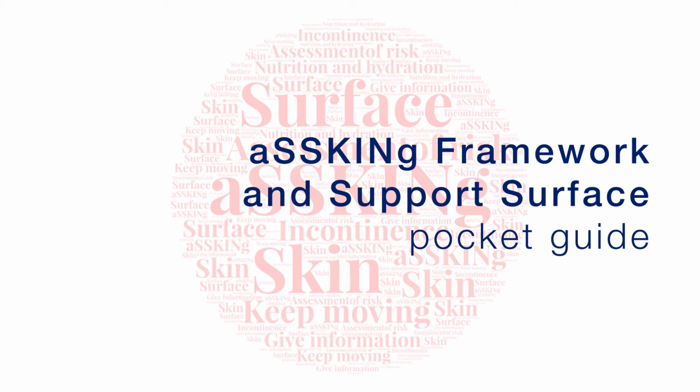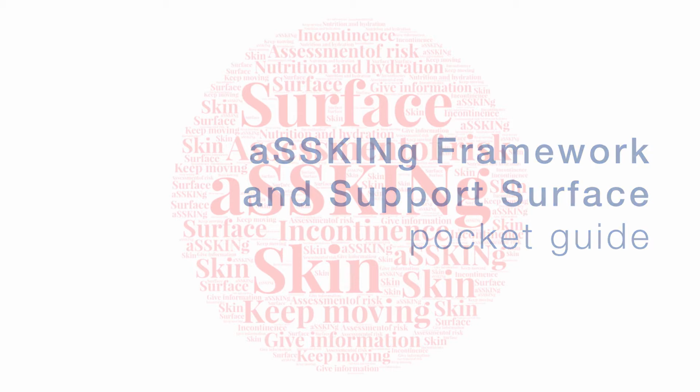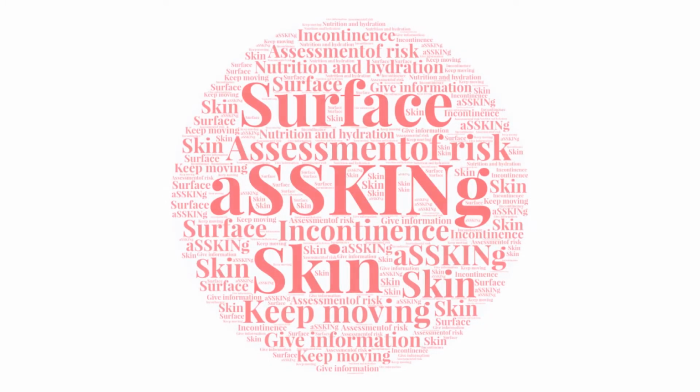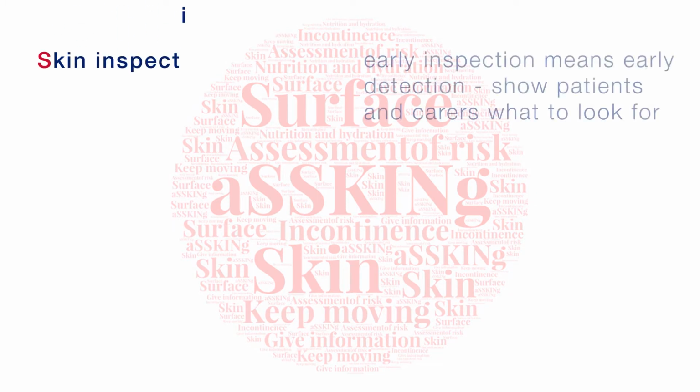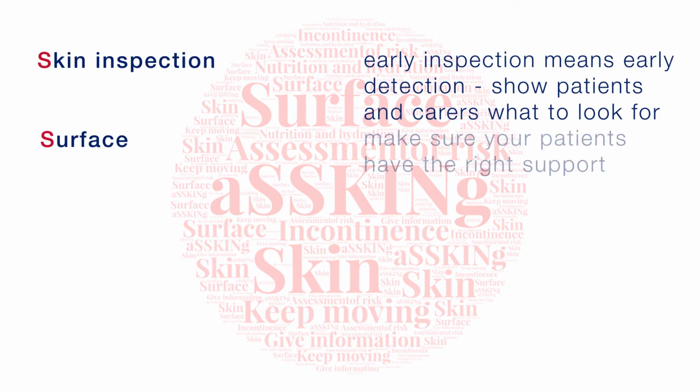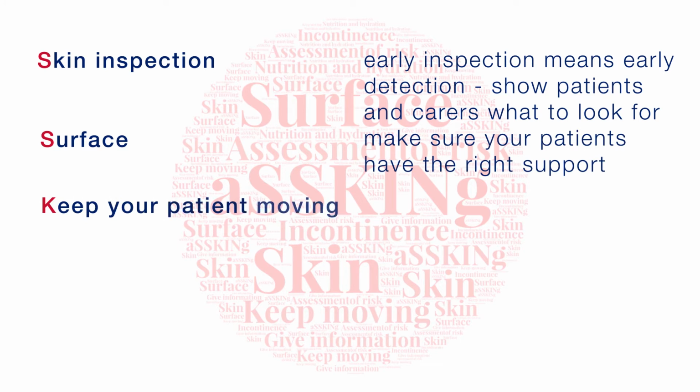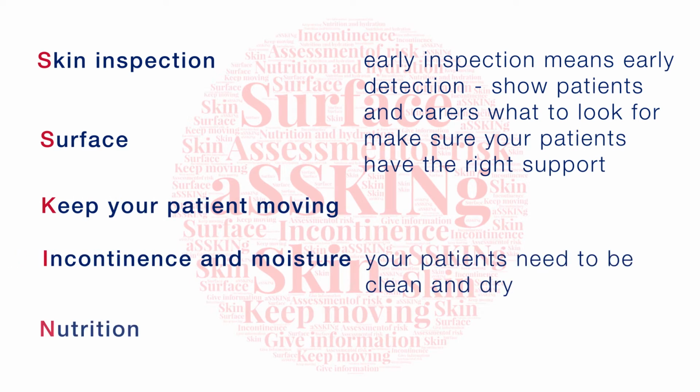As I've mentioned previously, this guide outlines the aSSKING framework with each of the key elements explained. So if we look at how and why the aSSKING framework was developed, we have to start with the original 5-step aSSKIN care bundle approach to preventing and managing pressure ulcers. This care bundle has been established for many years and is widely used in clinical practice, with evidence showing that it helps improve clinical care. The original aSSKIN care bundle focuses on skin inspection, surface, keeping your patients moving, incontinence and moisture, and nutrition and hydration.